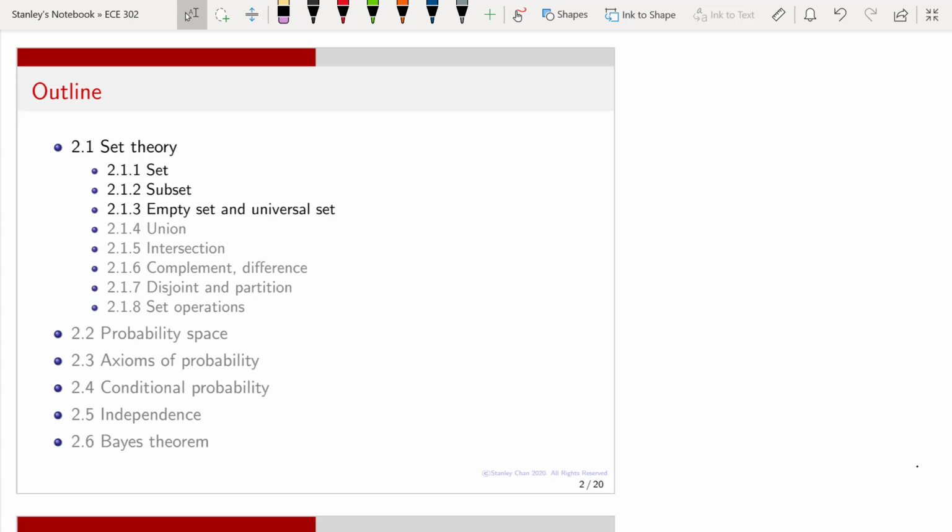So here is the outline for today's lecture. We are in section 2.1 of our course. And as you can see in this outline, we have 8 subsections for this lecture. I will spend the first 3 subsections on some basic notations on set theory that includes sets, subsets, empty sets, and universal sets. And then I will talk about union and intersection. And afterwards, I will introduce some additional set operations.